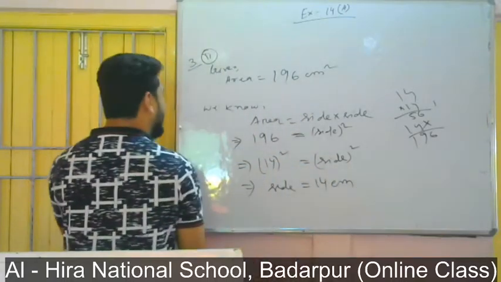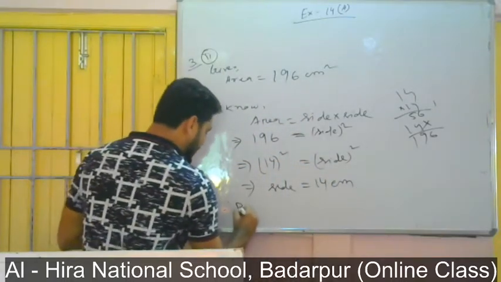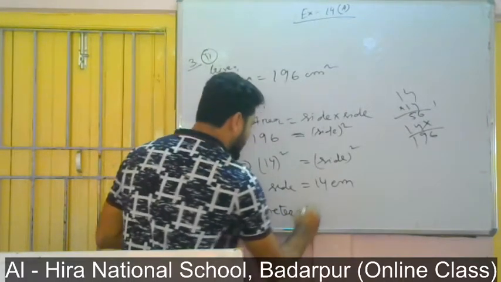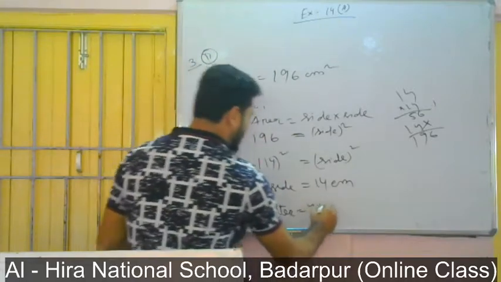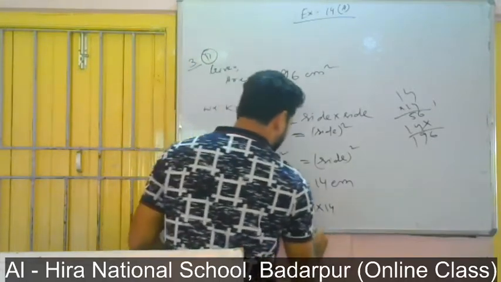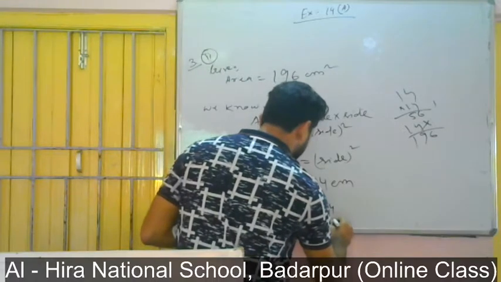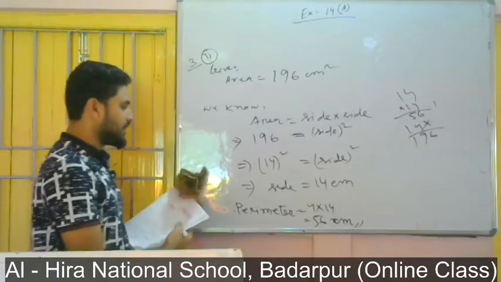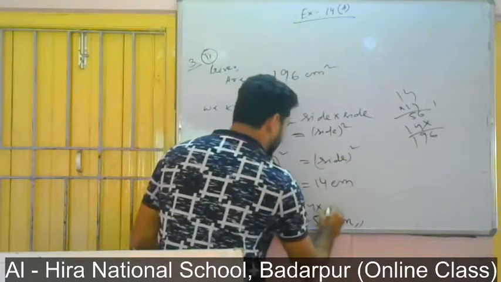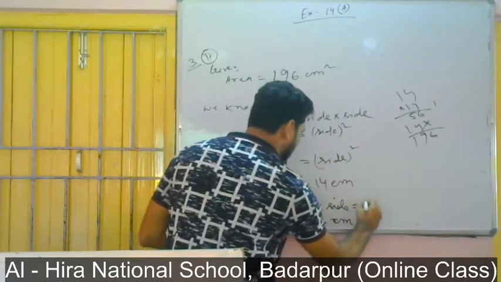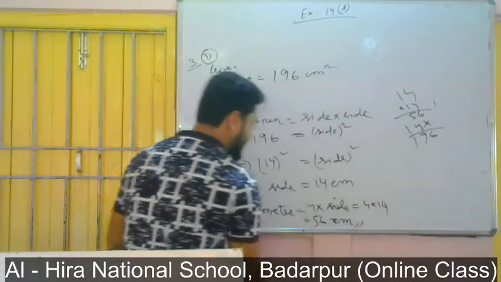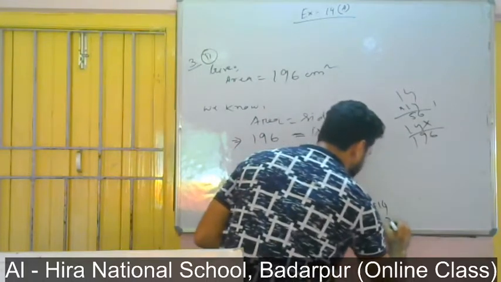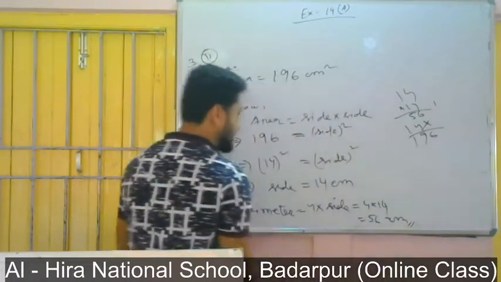Okay, now I can find what? Perimeter. Right, therefore perimeter will be what? 4 into side, that means 4 into 14. So 56 centimeter. That will be the answer. So you can write here 4 into 14, 4 into side. After that you can write 4 into 14, and you can write the answer here: 56 centimeter. That is the answer.